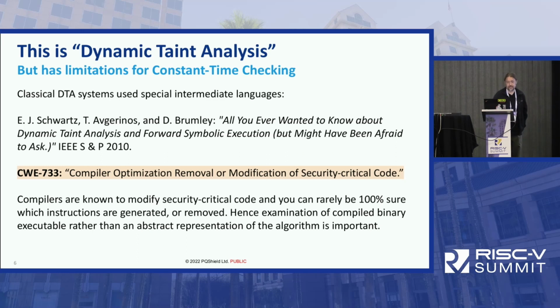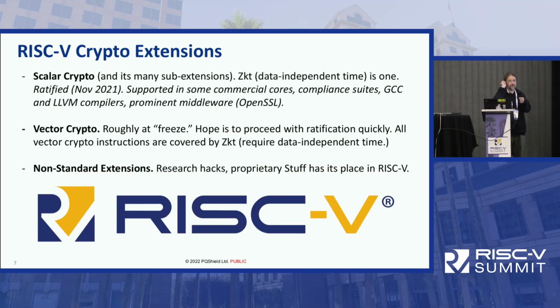So it's a class of vulnerabilities. It has a CWE number also for this. Dynamic taint analysis and forward symbolic execution is usually done on special intermediate languages like the LLVM bit code, or something specifically designed for this purpose. But compilers change things around, so that's not the assembly language. That's not what's actually being executed. But in RISC-V, we can actually do that at the instruction set level, so that's a little bit better in my mind.